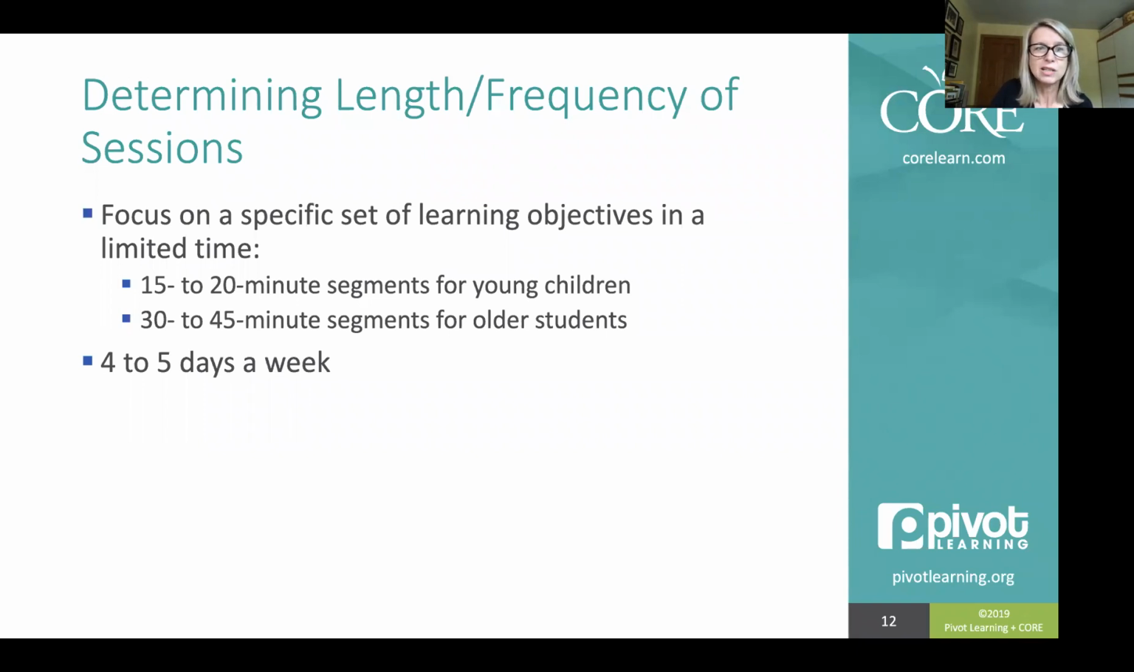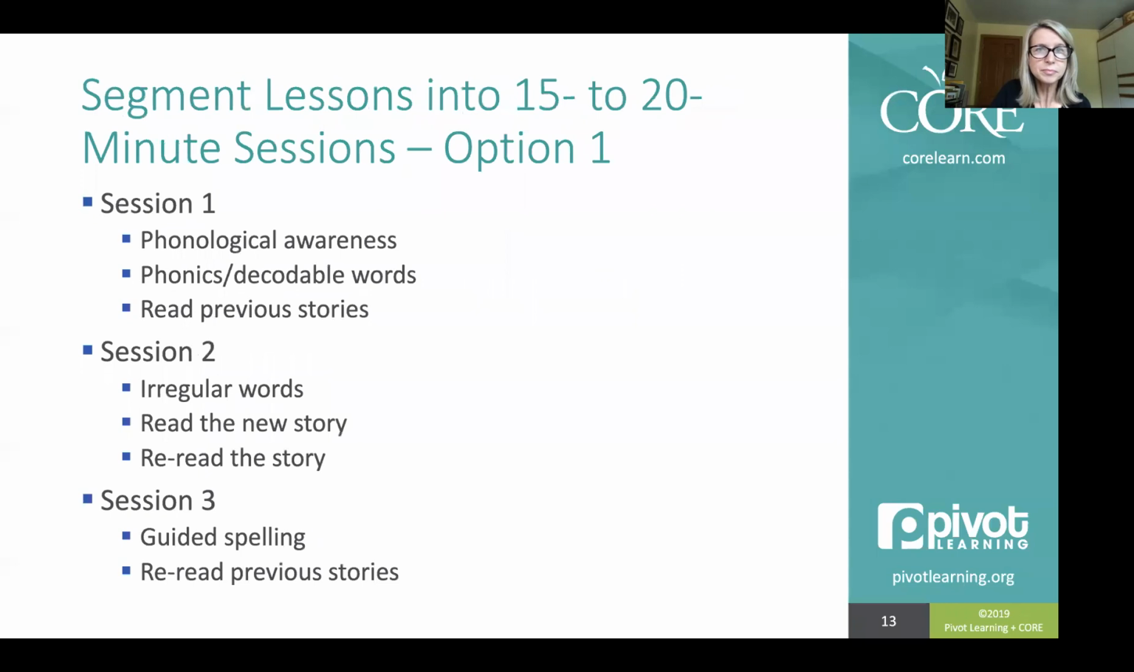If you do have the opportunity to segment your lessons into shorter chunks, there are a couple of ways you can do this. One is to divide it up into 3 sessions of about 10 to 15 minutes each. In the first session, you could work on the phonological awareness parts of the lesson, along with the phonics part where you're working on decoding words, and maybe even squeeze in rereading a previous story. Then in your second short session, you could introduce and review the irregular words, read the new story, and then reread that new story for fluency building. And in a third session, really focus on guided spelling and rereading some previous stories.